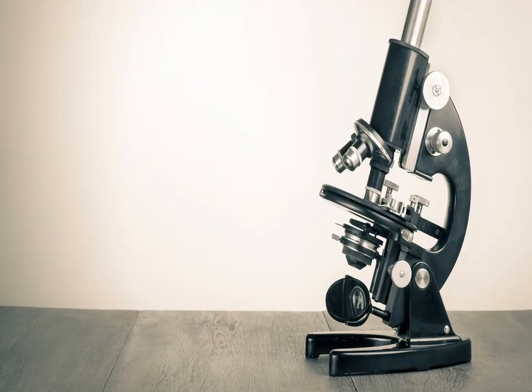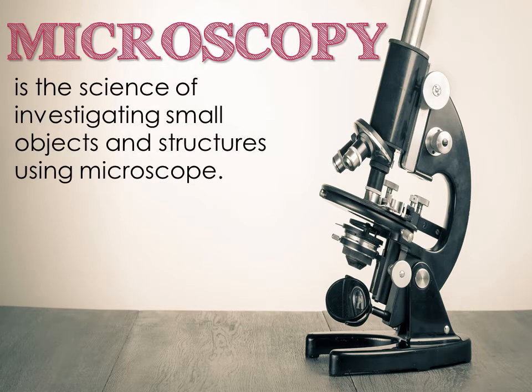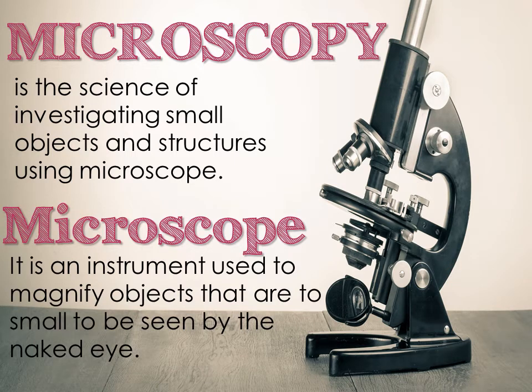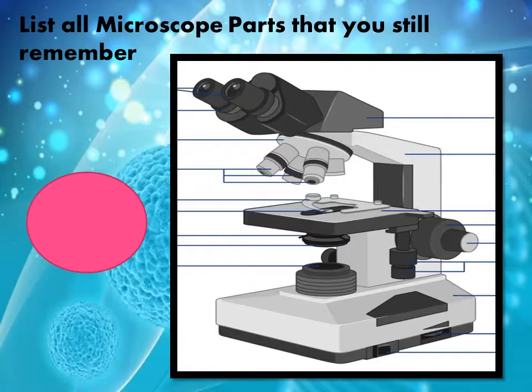For our first topic, we will refresh your knowledge on the field of microscopy. Microscopy is the science of investigating small objects and structures using a microscope. And a microscope is an instrument used to magnify objects that are too small to be seen by the naked eye. So list all microscope parts that you still remember.